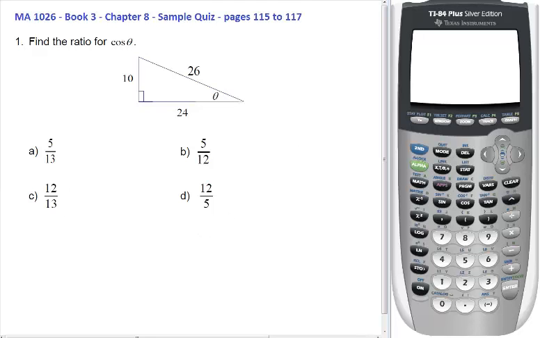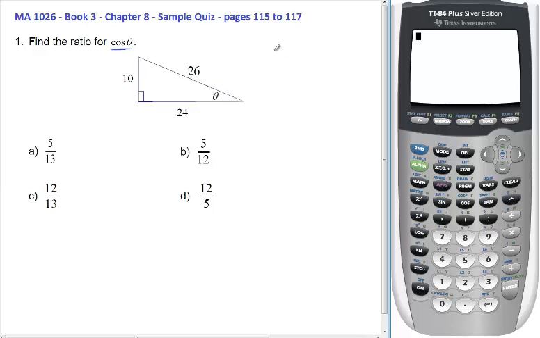Good day, students. Now we're going to look at the solution to the first multiple choice in the sample quiz for chapter 8, which is in the back of book 3, the last chapter. And it's asking us to find the ratio for cosine theta, right there, cosine theta.